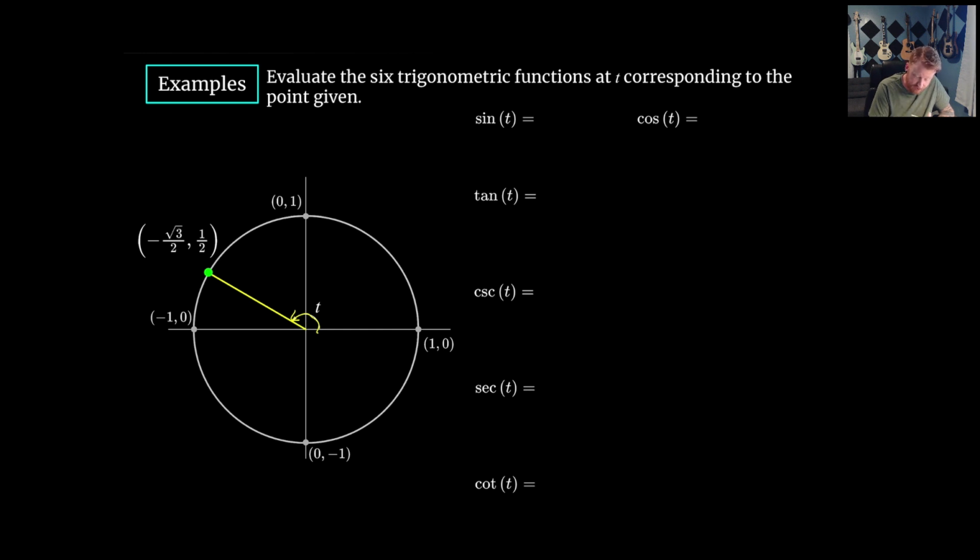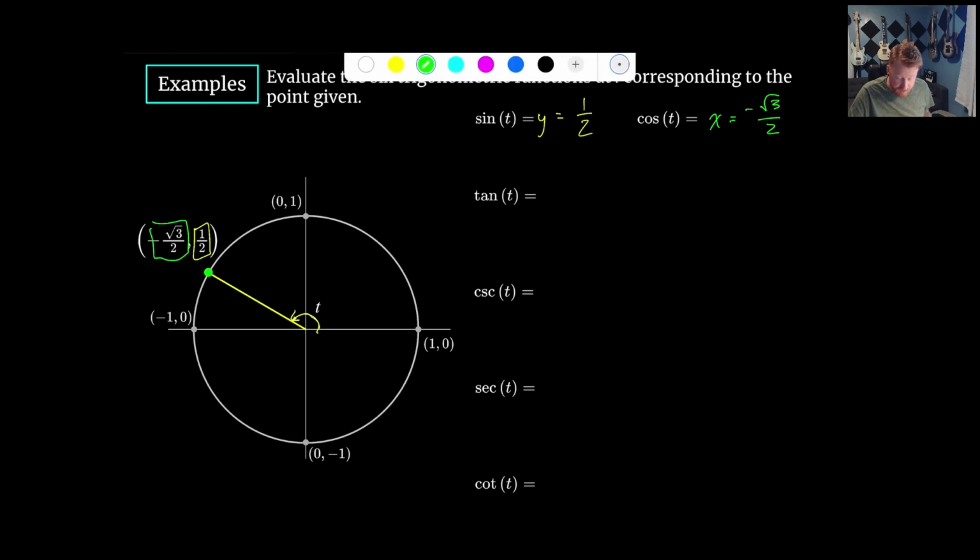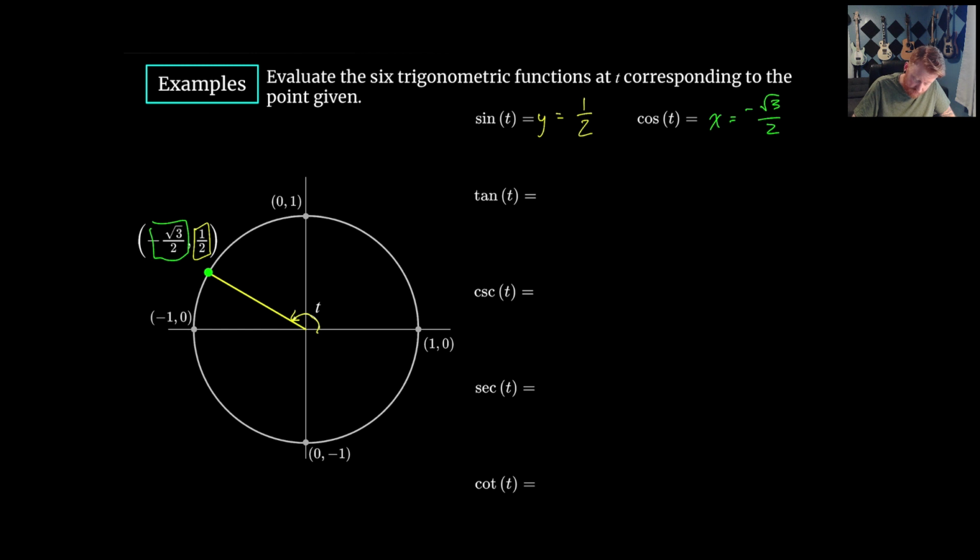I want to get the sine, which is just the y value. So the sine, which is y, is just going to be 1/2. And then the cosine is the other value, the x value, which is negative square root of 3 over 2. So we'll just use the relationships that we saw before to get the rest of the trig functions here. So tangent we know is y over x by definition.